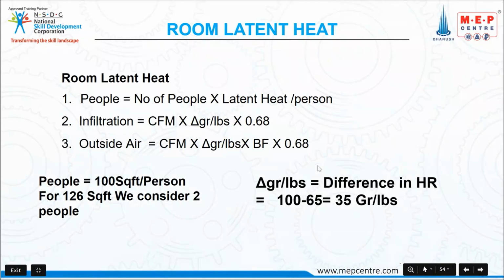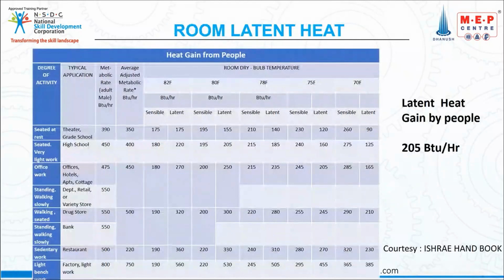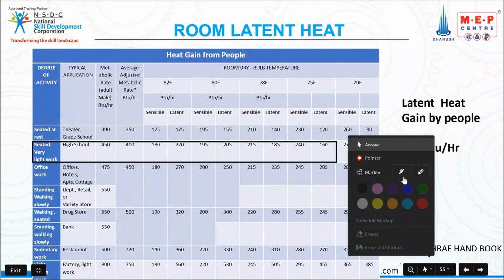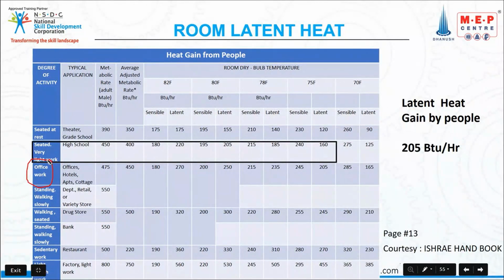Okay, so delta grains per pound is 100 minus 65, which is 35 grains per pound. By using people, infiltration and outside air, we calculate the room latent heat. So from page number 13 again, yesterday we calculated sensible heat, right? So this has to be changed to here.